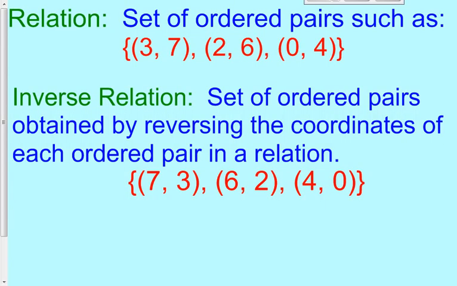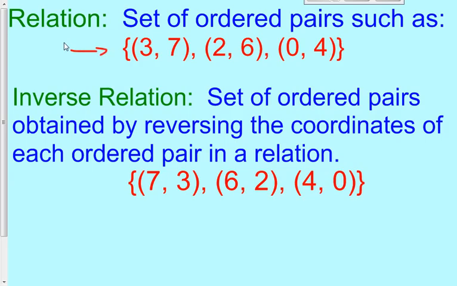First, let's refresh our memory on what a relation is and what a function is. A relation, very simple, it's just a set of ordered pairs. So it's x, y ordered pairs on a grid paper. So (3, 7), (2, 6), (0, 4), this is an example of a relation, just a set of ordered pairs.